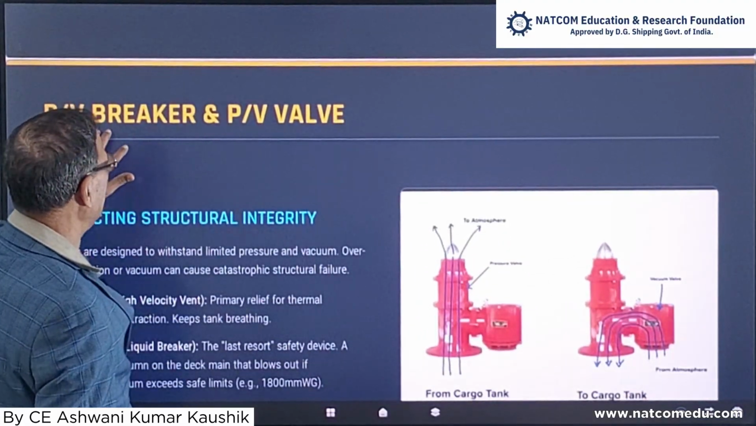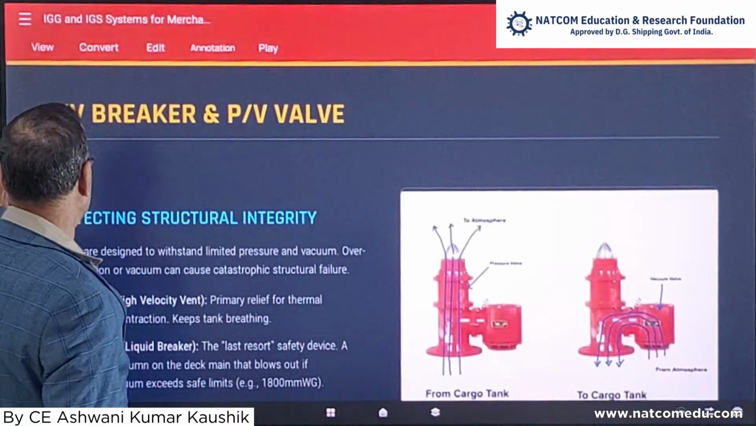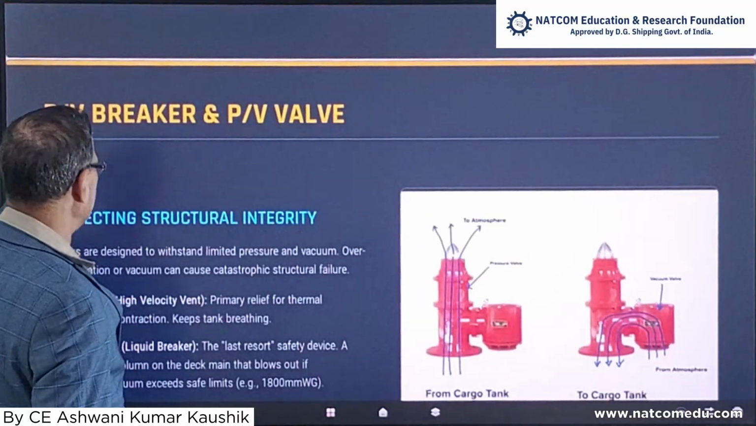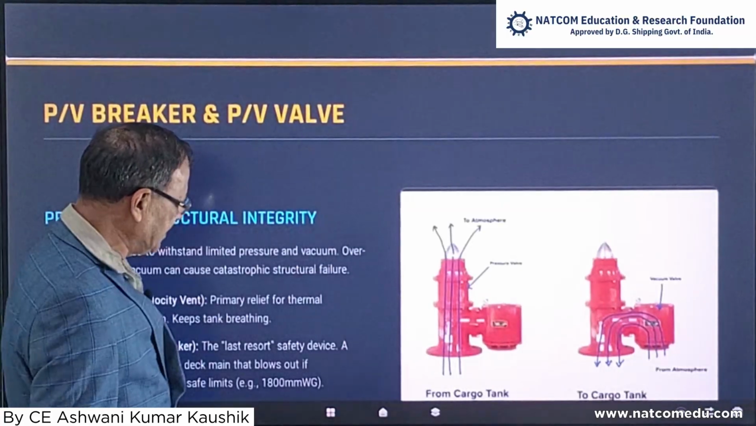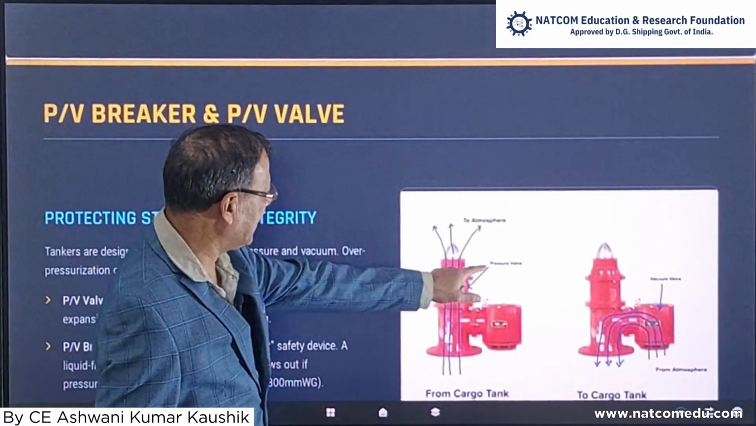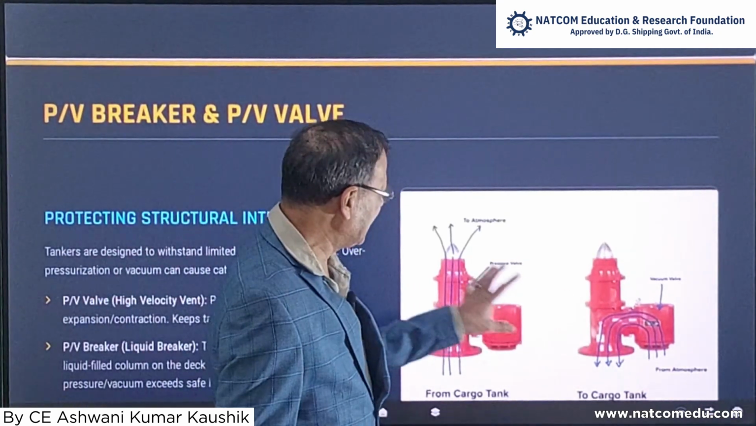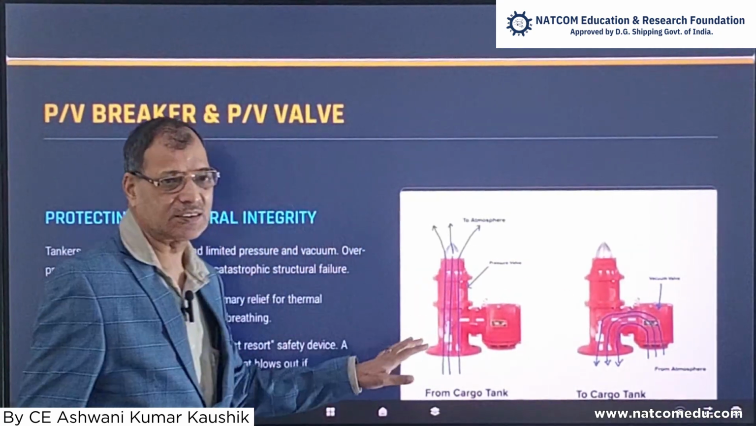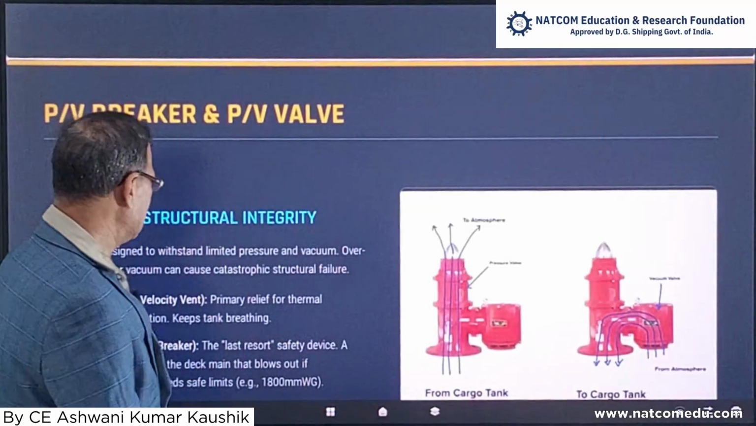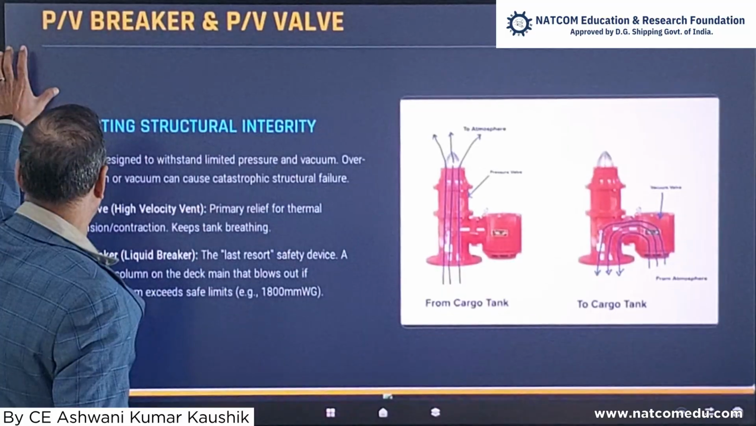Next, the PV valves and the PV valve system. In tankers there is a very important PV valve, constructed from the cargo tanks. This is the cargo tank to atmosphere, and this is the pressure valve. You can see this, and this is the vacuum. There is a setting which depends on the tanker, as per what the manufacturer gives.